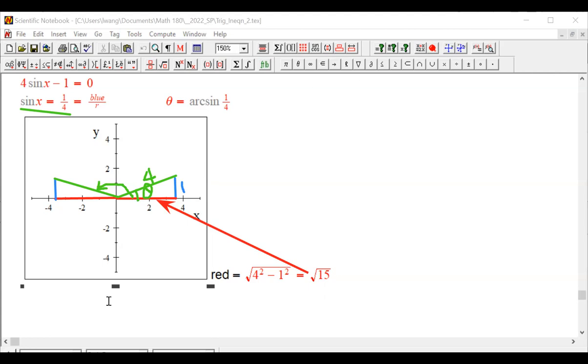So the solutions, let's see, what are the solutions? The solutions would be theta plus 2k pi, or pi minus theta, which is the other terminal, plus 2k pi. All right, it gets a little bit complicated, right? Just to determine the sign change.